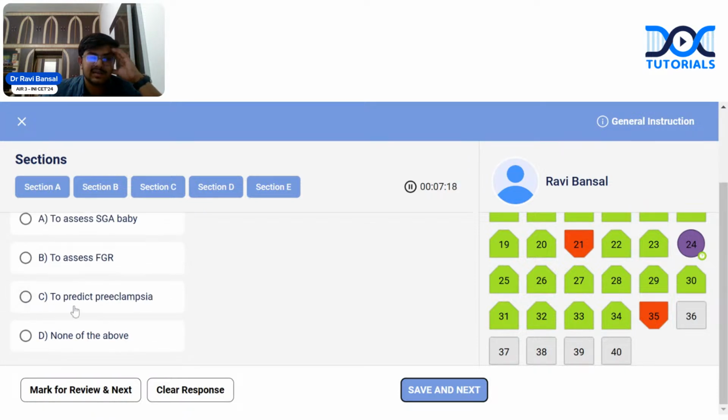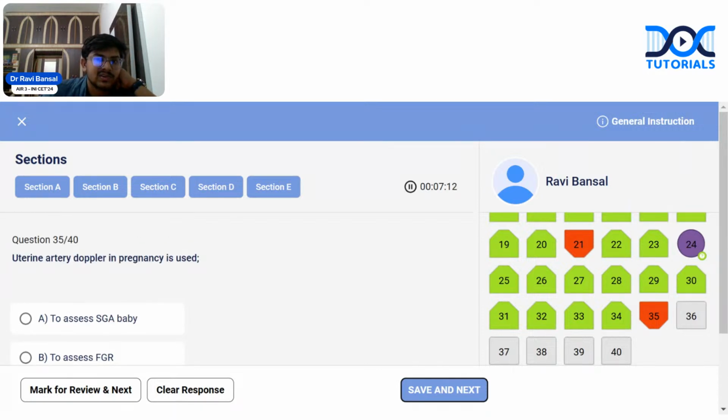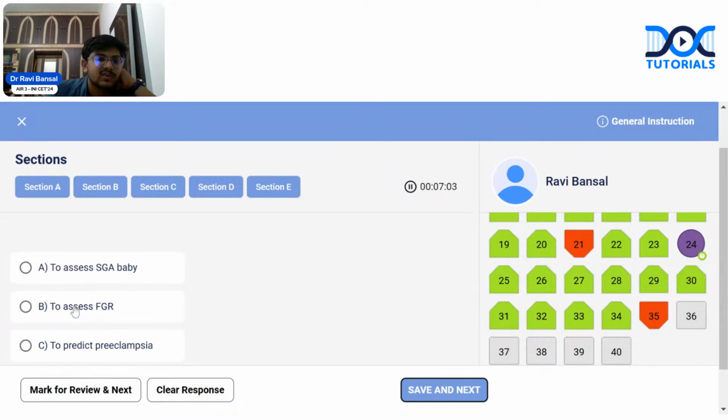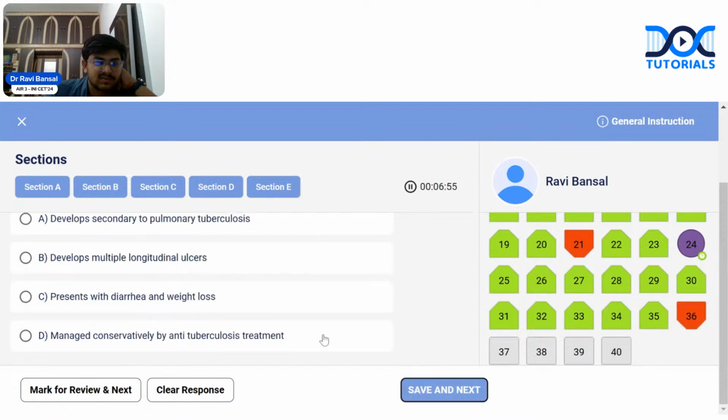To predict preeclampsia, there is notching of the uterine artery Doppler. If it persists beyond 22 or 24 weeks, we can predict this lady is going to develop eclampsia. So I think uterine artery Doppler I have read in preeclampsia. After 22 weeks, we see if the notch disappears or not. So this is the next question.